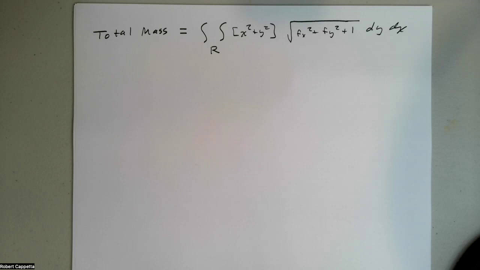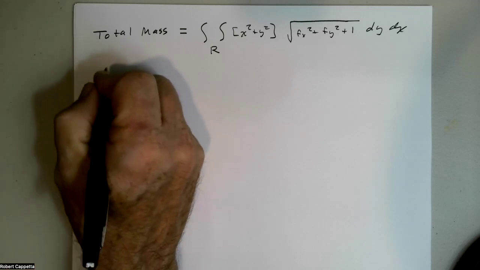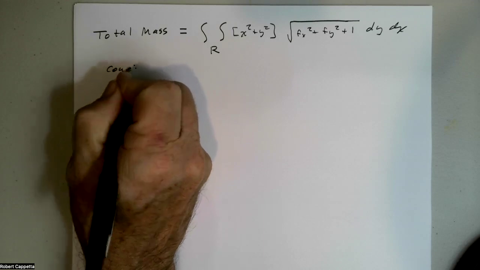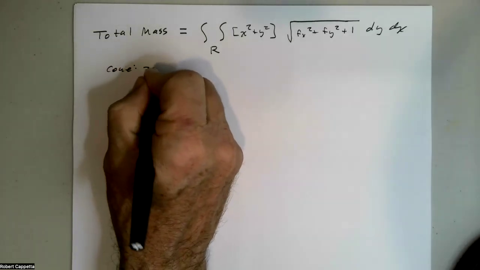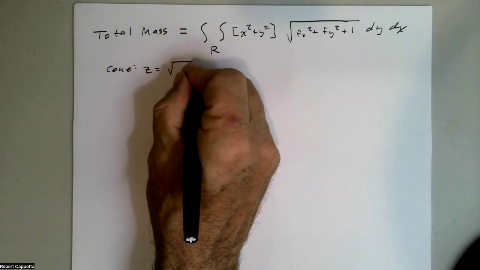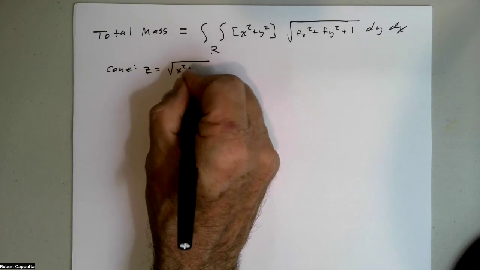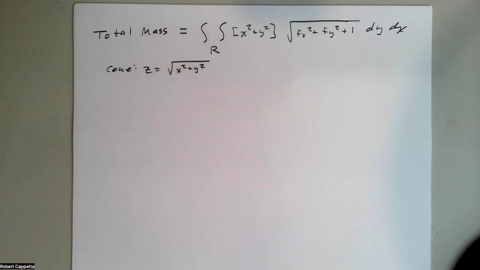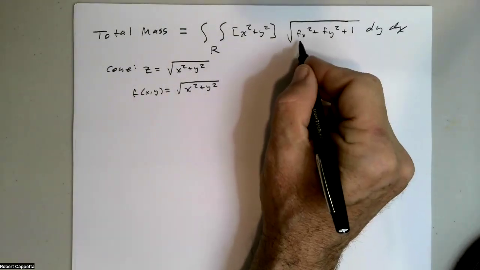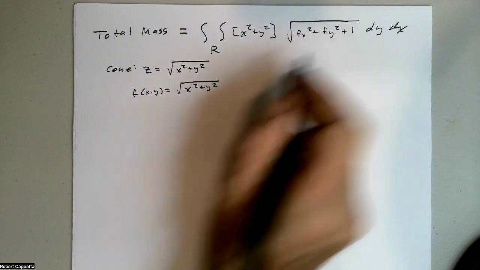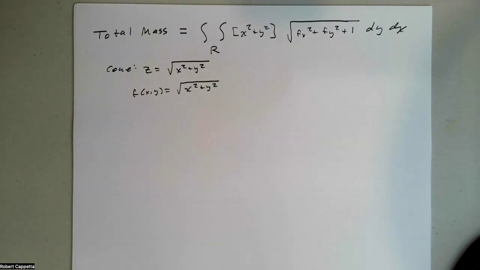Our surface is that portion of the cone that was defined by z equals the square root of x squared plus y squared. Notice this is written as a function of x and y. I'm going to go ahead and call that f. That is our surface of interest. Our surface is defined by a function of x and y, which enables me to use this formula. So I need f sub x and I need f sub y, so let's quickly do that computation.